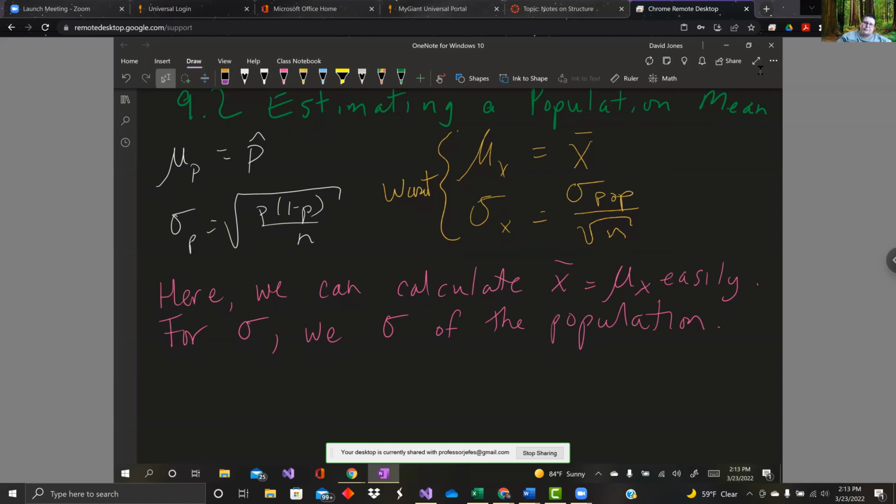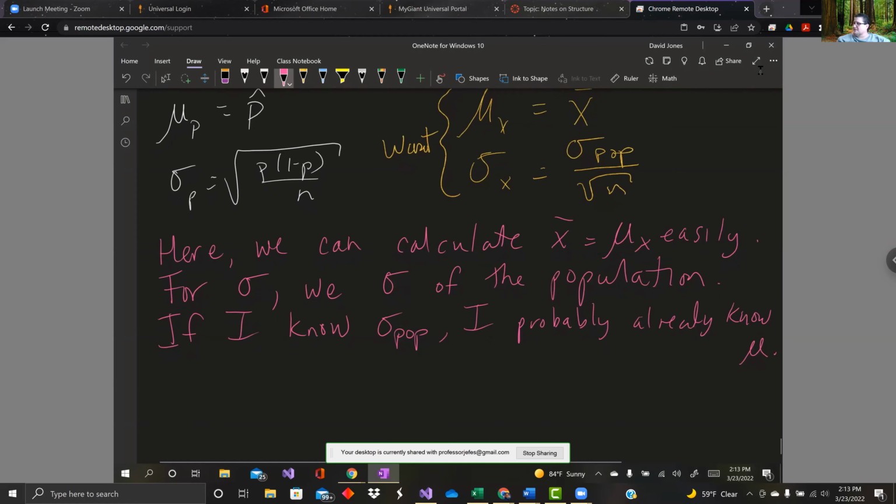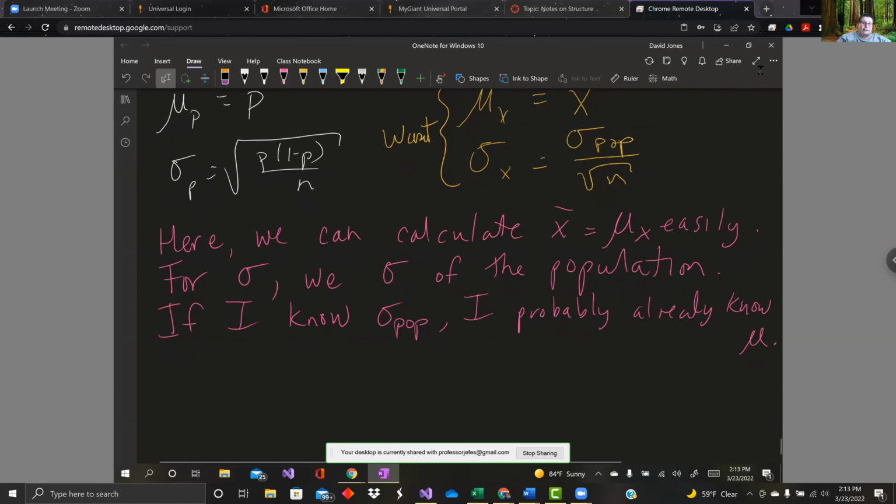But I can tell you something. If I know the standard deviation of the population, which I'm doing as a subscript of pop, I probably already know the mean too. Which means this is probably not going to work. So what can we do about this?